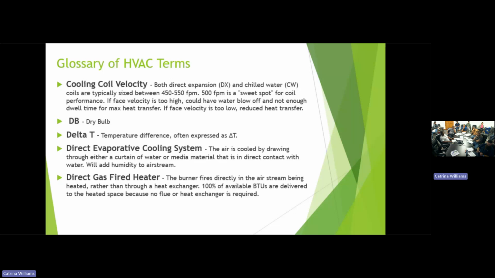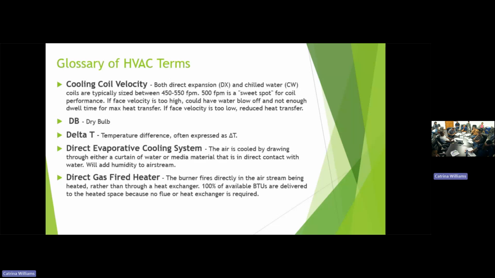DB means dry bulb, and we'll hit that description later, but just as an abbreviation for dry bulb. Delta T, that's a temperature difference. If my delta T for my building between inside and outside is 70, that means the outside temperature is 0 and I want to hold 70 inside. So that difference is a delta T. It's often written in formulas as the delta symbol and then the T for the temperature difference.